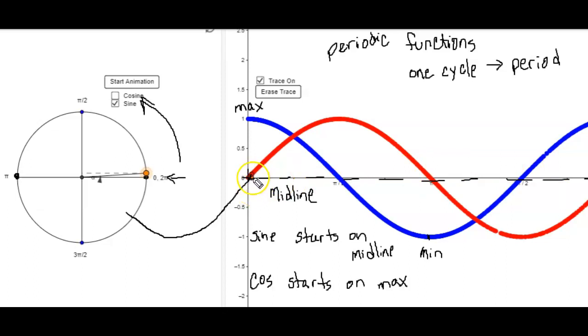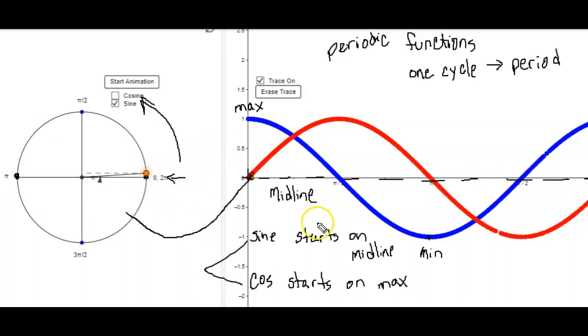Sine starts in the middle, goes up, comes back down, and then goes back to where it started at the middle. Cosine starts at the top of a wave, falls all the way to the bottom, and then comes all the way back up to the top. So it's very important to realize they're the exact same shape. The only difference is where do they start.